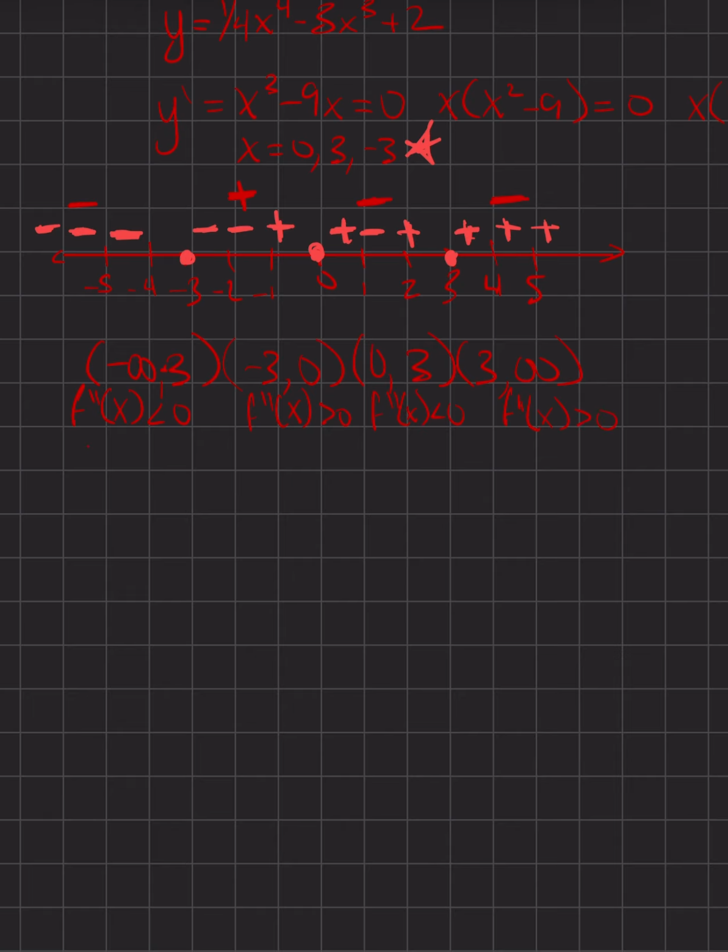If we remember, if it's less than 0, that means it's going to be decreasing. Greater than 0, that means it's increasing. So we're just going to write these down. Oh, my bad. Not the second derivative. It's going to be the first derivative. This here, I'll fix this up.